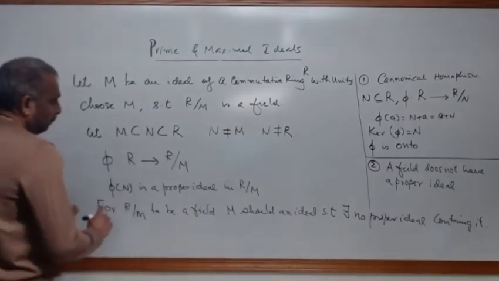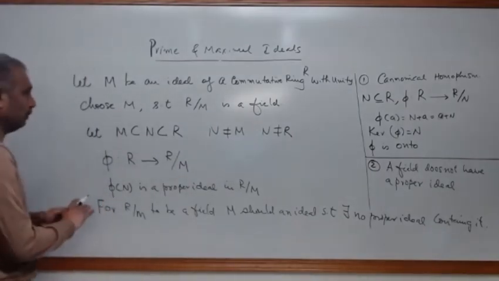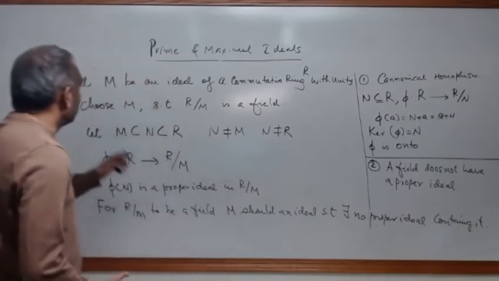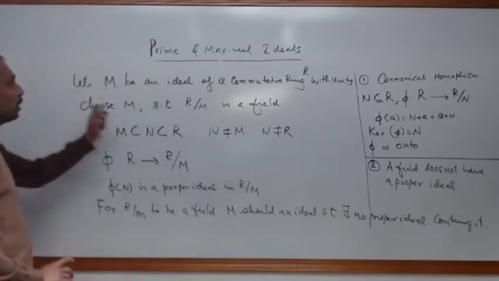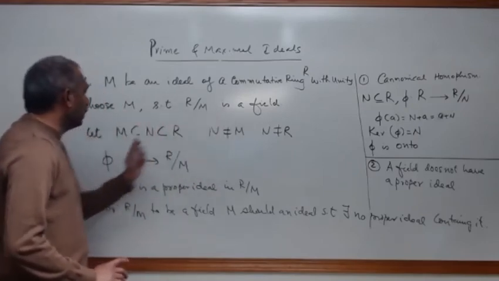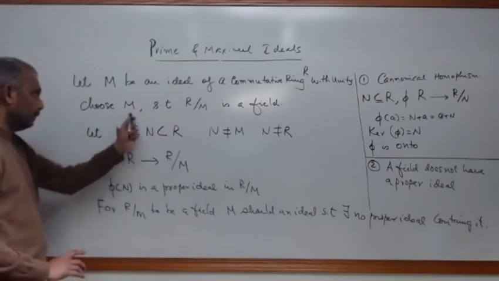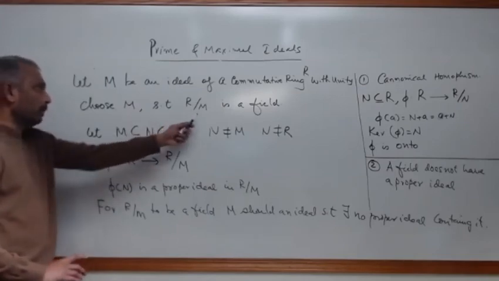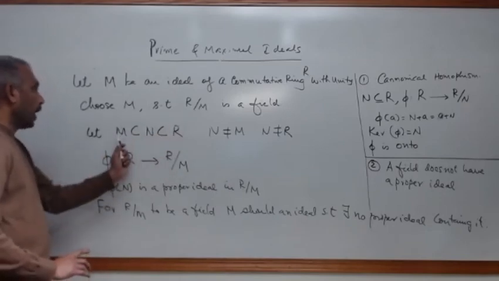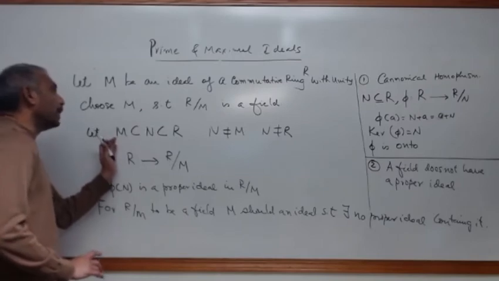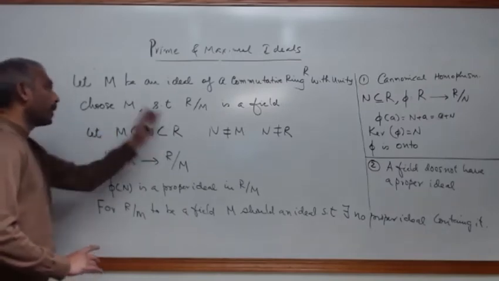So we'll start with the definition of the maximal ideal. The thing is, we want to make R over M a field. The only way you can do it is this: if you take another ideal containing M, then it cannot be a field. So M has to be maximal, meaning there should not be any proper ideal containing it.